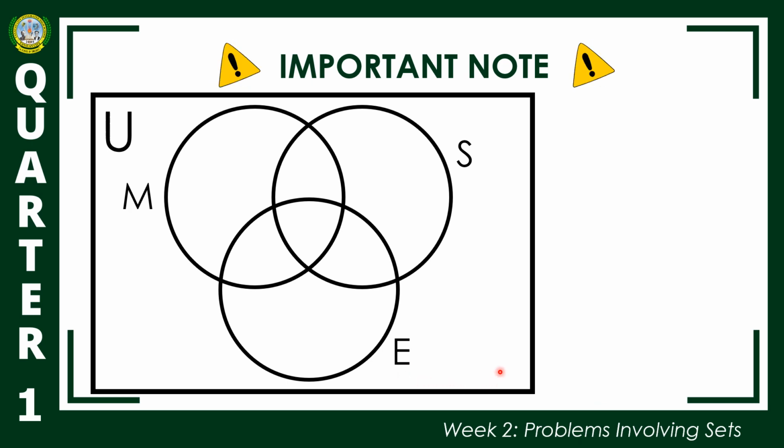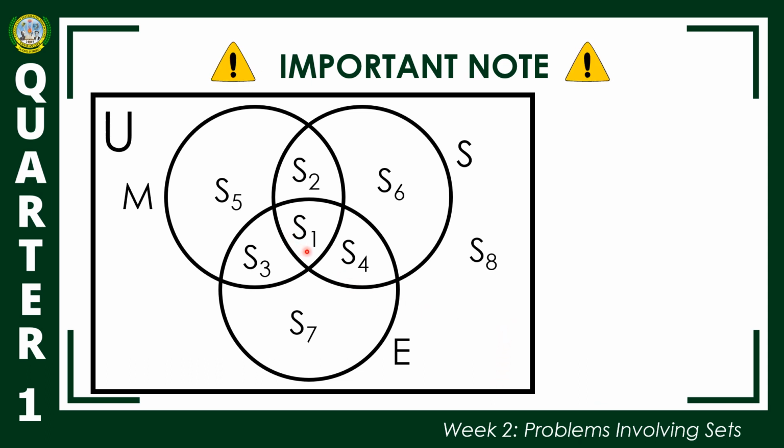At para naman po dun sa mga subsets, mag-assign din tayo ng symbol para mas madali natin silang matukoy. Sabihin na natin ang mga sumusunod. Ito ay ang S sub 1 or subset 1, S sub 2, S sub 3, S sub 4, S sub 5, S sub 6, S sub 7, and S sub 8. So, meron po tayong 8 subsets.